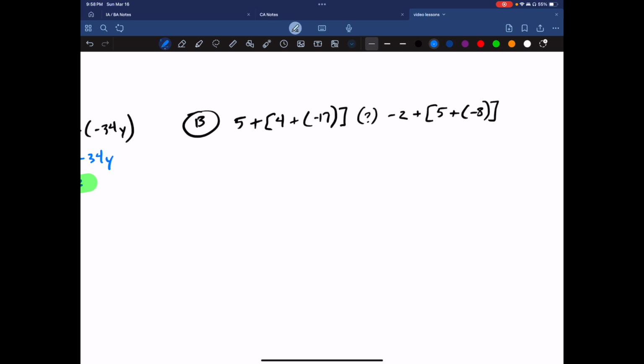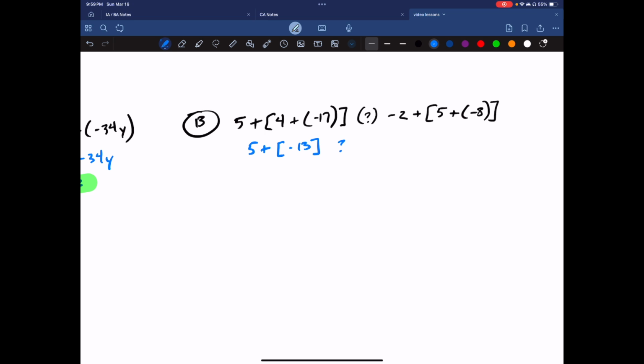Okay, so order of operations says that you do parentheses, exponents, multiply, divide, add, subtract. That's the whole PEMDAS thing. Parentheses can be any grouping symbol. So I'm going to work the inside first. That's going to be 5 plus this 4 minus 17. It's going to be negative 13.